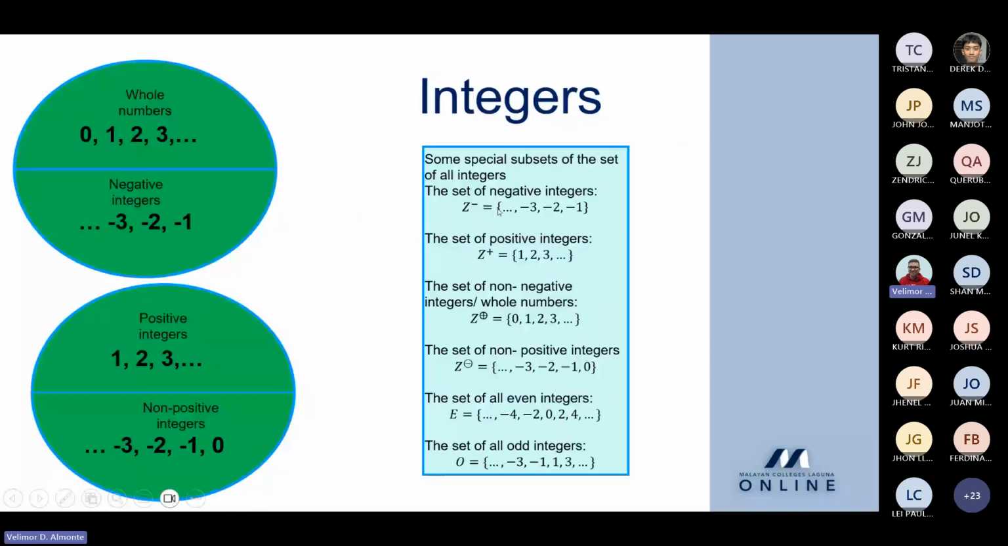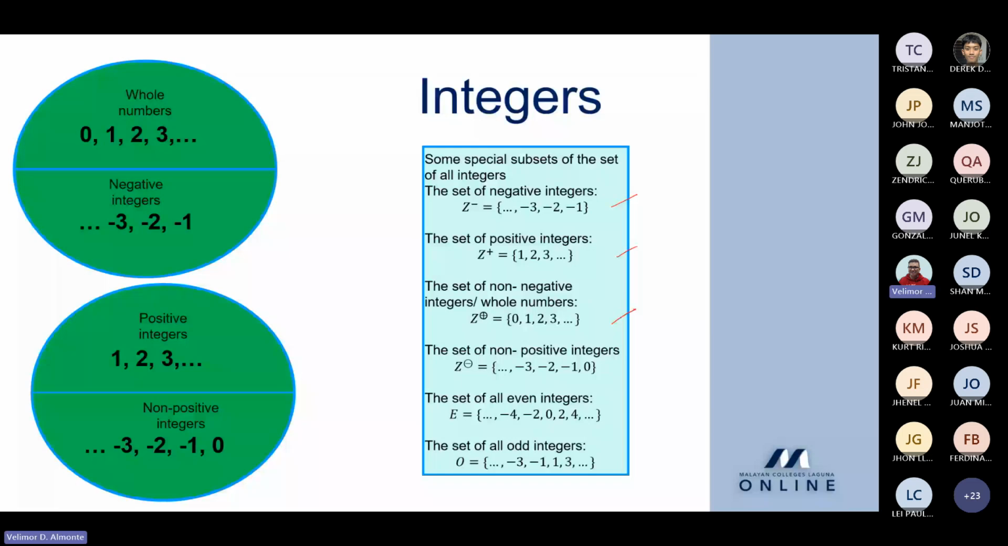Here are other possible subsets of the set of integers. Again, you can think of other subsets. Subsets can have one element. Okay, these are other possible subsets. Maybe you're familiar already. I can group together the negative integers. Look at the notation: it's the letter Z with a superscript minus. Positive integers, Z plus. Non-negative integers, positive and 0.